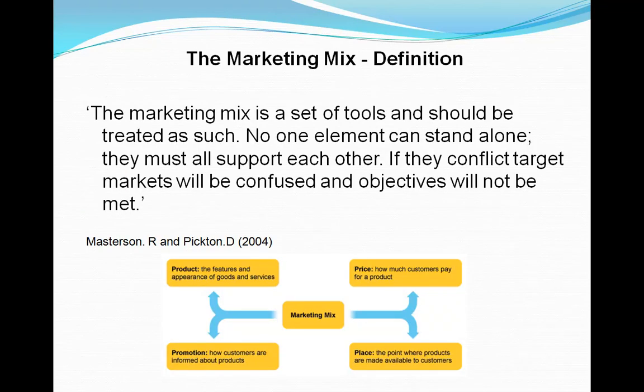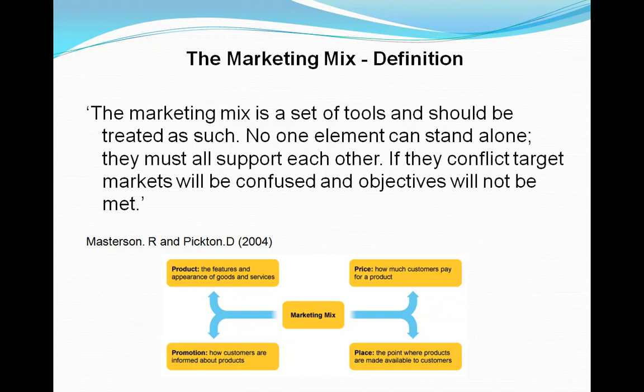The definition for the marketing mix is that it is a set of tools, and it also should be treated as a set of tools, as no element can stand alone. They must all support each other, and if they conflict, target markets will be confused and objectives will not be met.